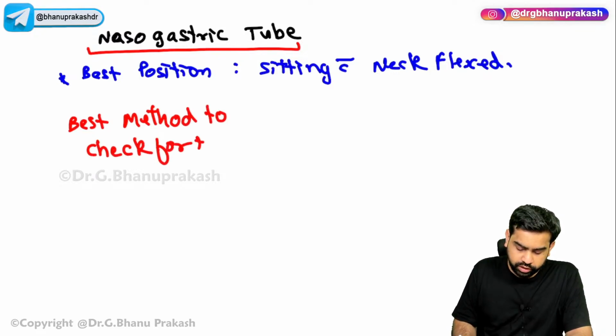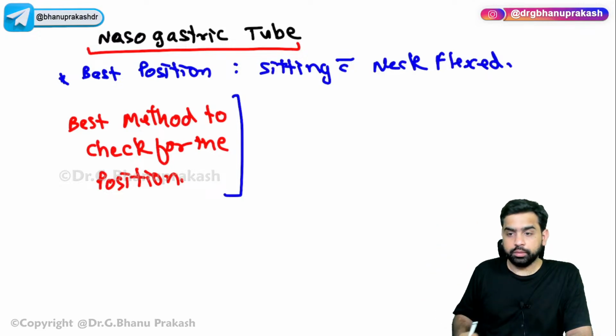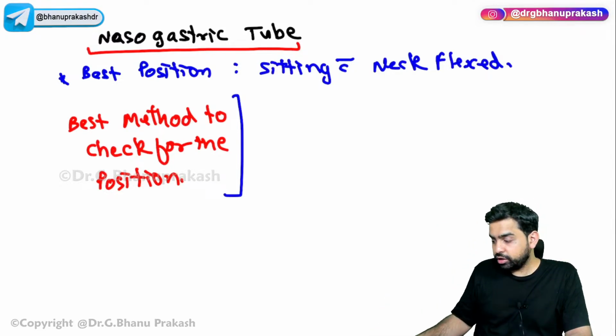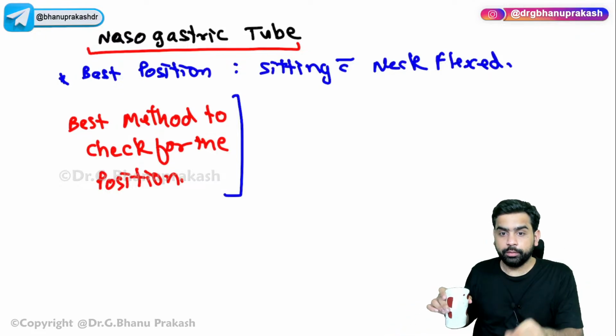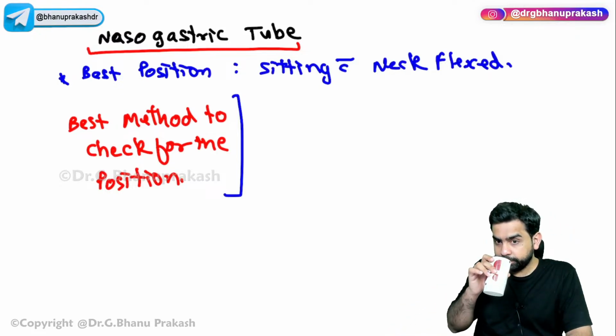Now, once you have put this nasogastric tube, what is the best method to check the position? You want to understand whether this nasogastric tube has reached the stomach or not. You are expecting that the tip of the nasogastric tube is going to reach the stomach, but has it actually reached the stomach or not? How are you going to confirm this? Can you please help me with this?